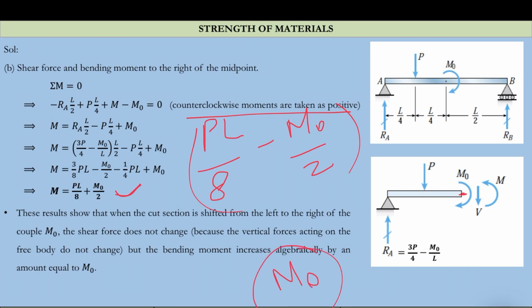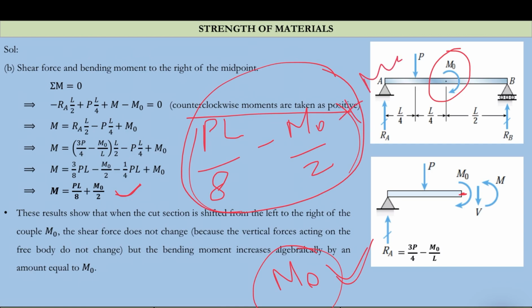The point of observation here is, if you are checking the bending moment and some external couple is applied like this, then between the left hand side and right hand side there will be a jump of that applied moment, that is M naught. Just at the left hand side it was PL by 8 minus M naught by 2, and just at the right hand side it is PL by 8 plus M naught by 2. So if you add M naught, you will get this result.